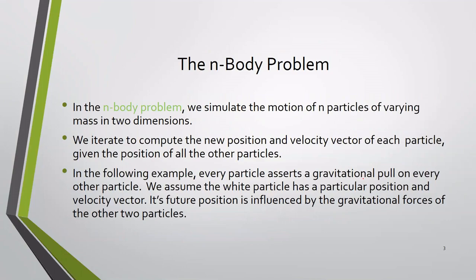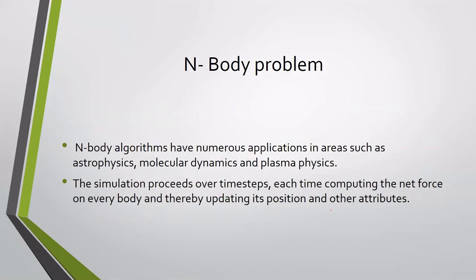In this session, we are trying to simulate a physics problem where there are n masses or particles, and each one is moving based on the mass and velocity of the other particles. We assume that every particle exerts a gravitational pull on the others. Also, all the particles are in motion. So every particle's future position is influenced by the gravitational forces of other particles. These types of problems have numerous applications in areas such as astrophysics, molecular dynamics, and plasma physics.